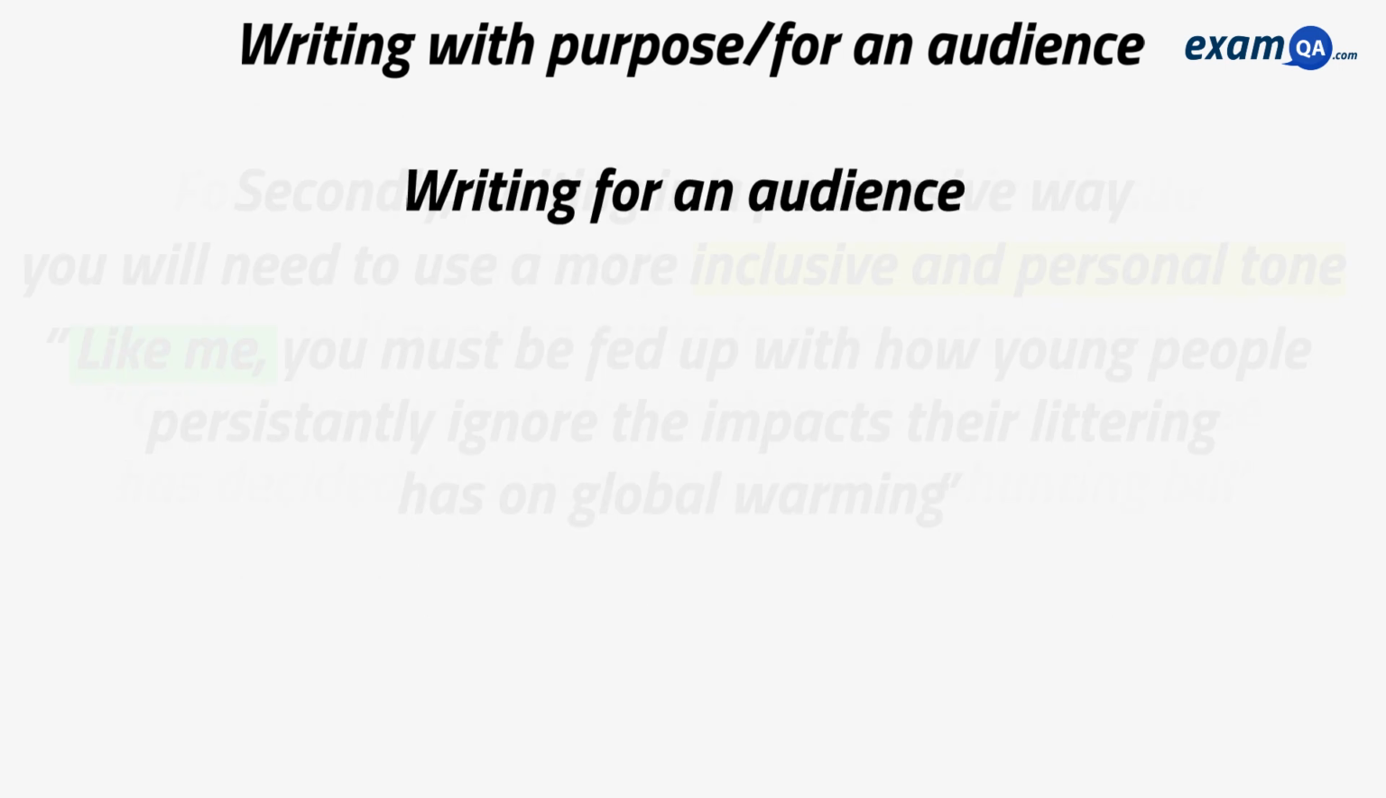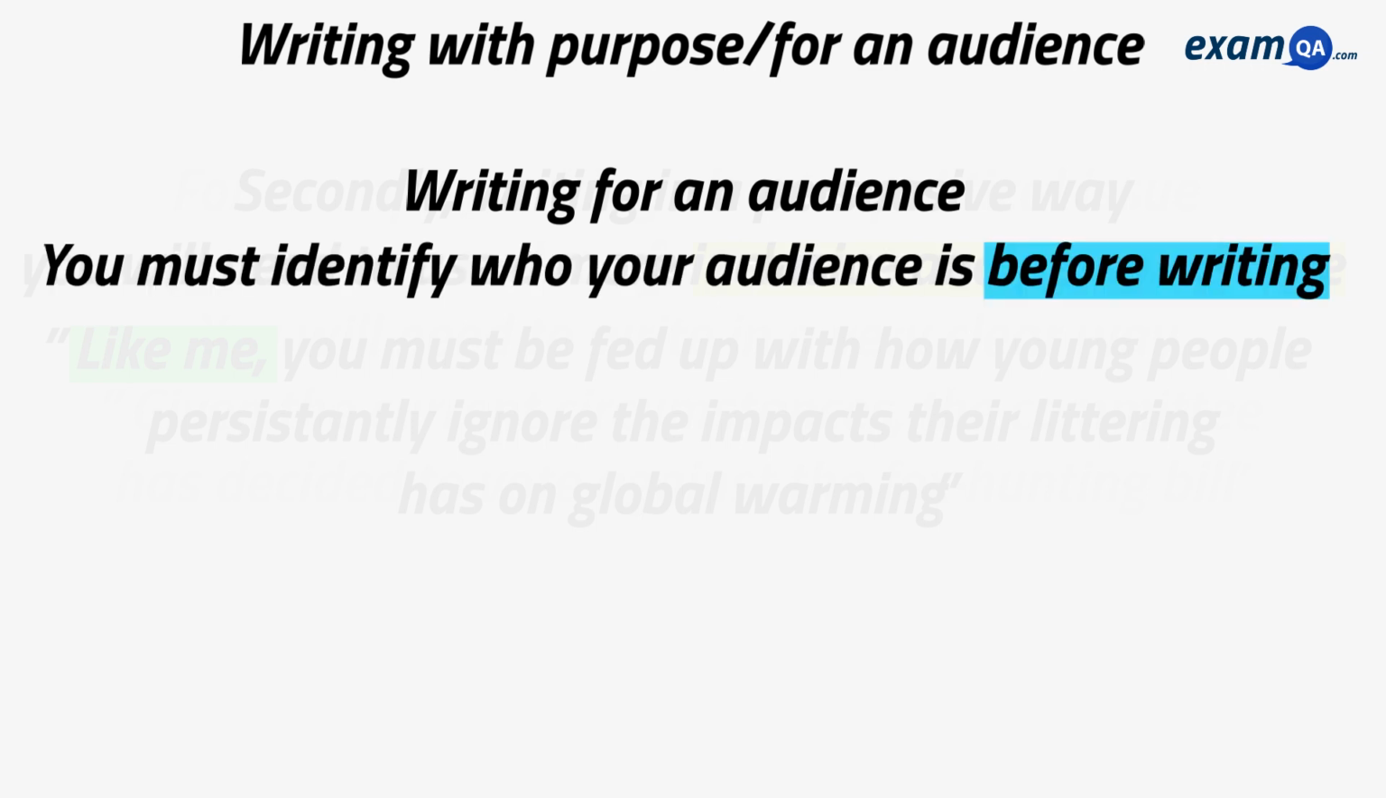Writing for an audience. When writing, it is imperative that you identify who your audience is. You must identify who your audience is before writing in both language paper 1 and 2, question 5. This is necessary so you are able to adapt your style, tone, and register to match your audience. This is also necessary to ensure that the way in which you're writing is both appropriate to your audience and also relates well to your audience.